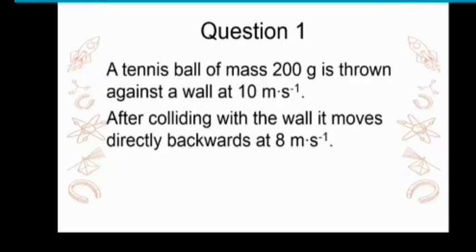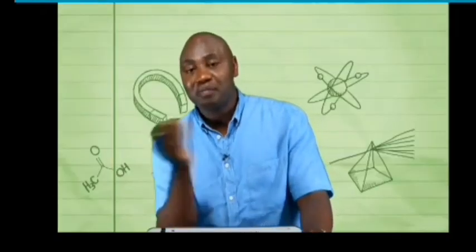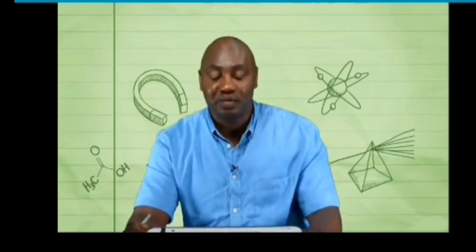I'm going to give you a question now to see if you understand where we are going. Let me read out the question for you to follow. A tennis ball of mass 200 grams is thrown against the wall at 10 meters per second. After colliding with the wall, it moves directly backwards at a velocity of 8 meters per second. So the initial velocity with which it strikes the wall is 10 meters per second, and then the rebound velocity from the wall is 8 meters per second.